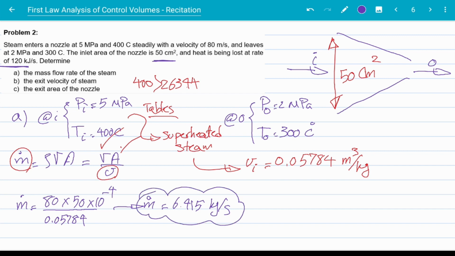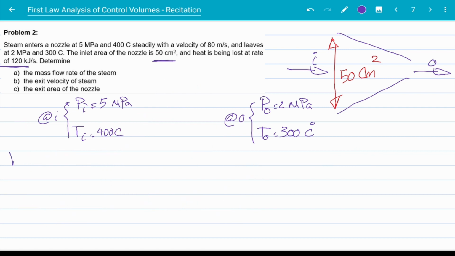So basically, the point of this problem is for you to check the tables. First, pinpoint the state of the steam at the entrance, and then check the table, find the specific volume, and then plug it back into your mass flow rate equation. And the rest is just doing calculations.